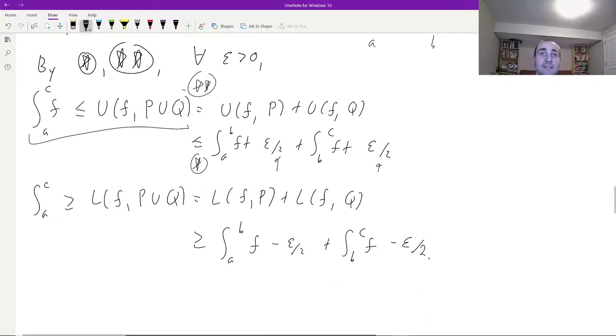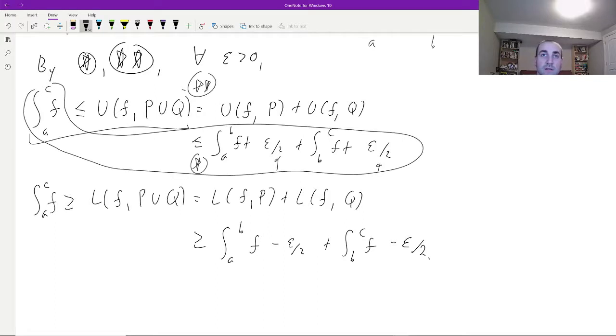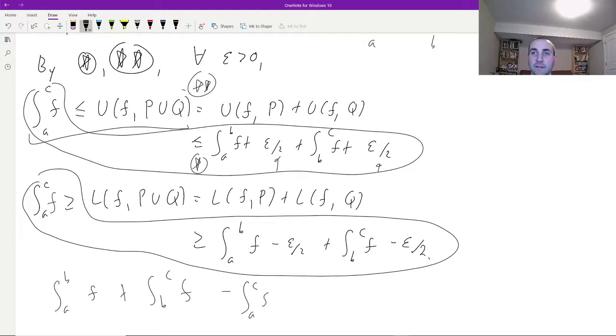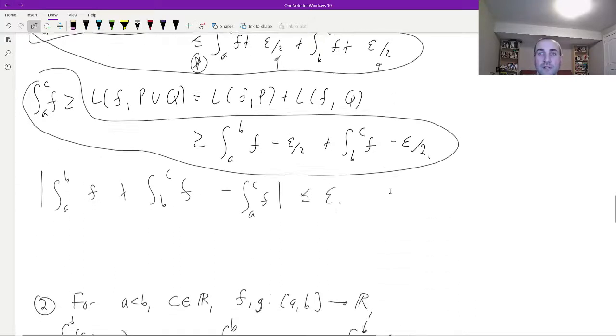I get exactly the same bound for the lower bound functions, and if I put together this inequality and this inequality, I conclude that the integral from a to b of f plus the integral from b to c of f minus the integral from a to c of f is less than or equal to epsilon. Okay, which is exactly what I wanted.